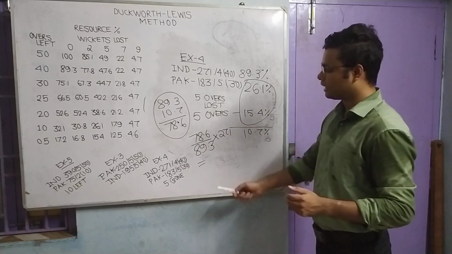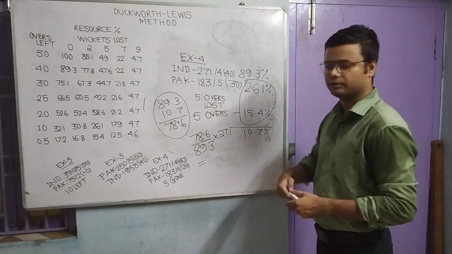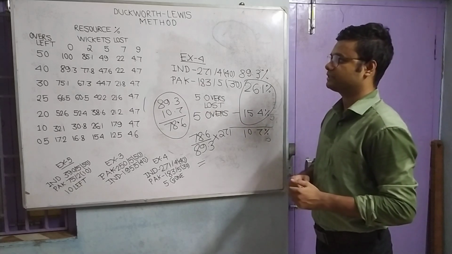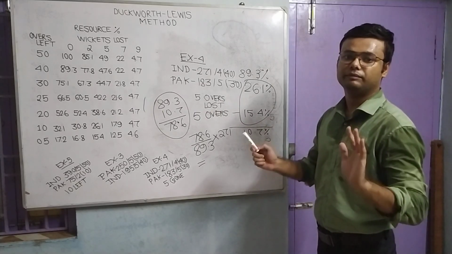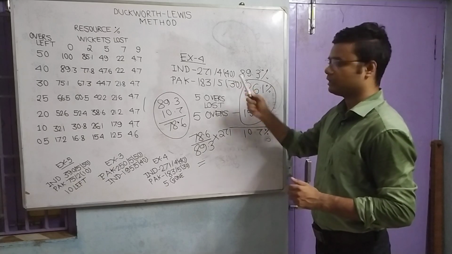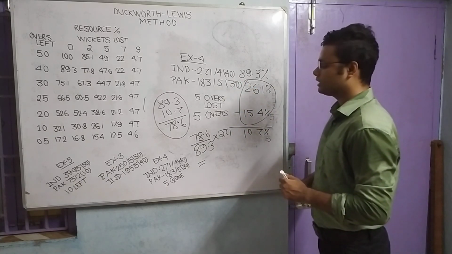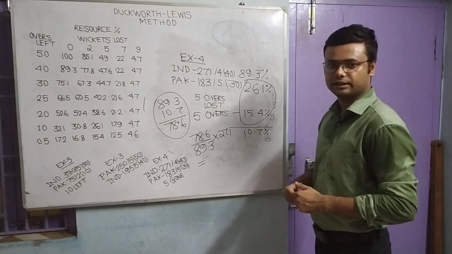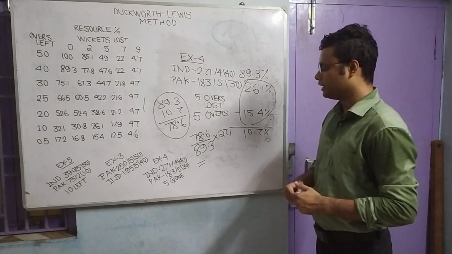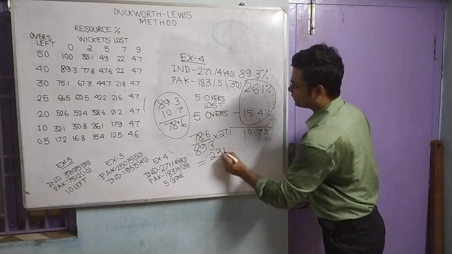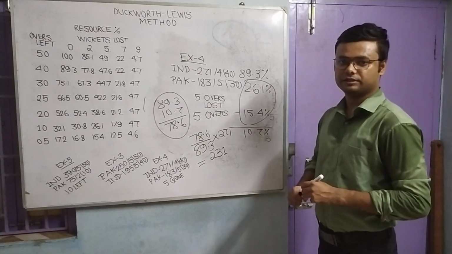If it was 100, then 100 would be there instead of 89.3. But there is no 100 because 100 is considered as the maximum resource percentage in a 50 overs game. But earlier I have already said that it is a 40 overs per side game. So Pakistan have to score 78.6 out of 89.3 into 271, which is 231, and that will be their revised target.